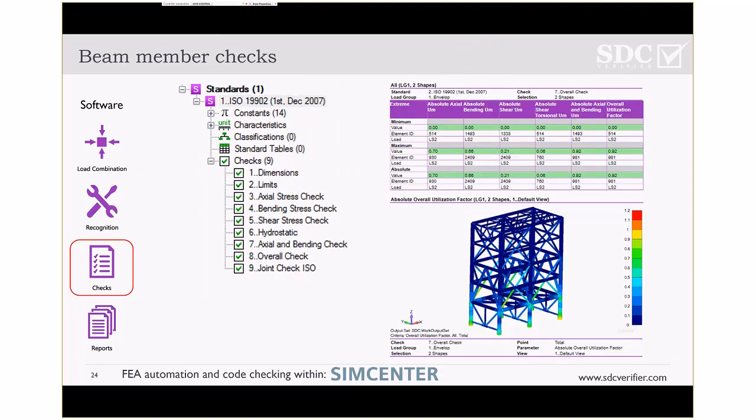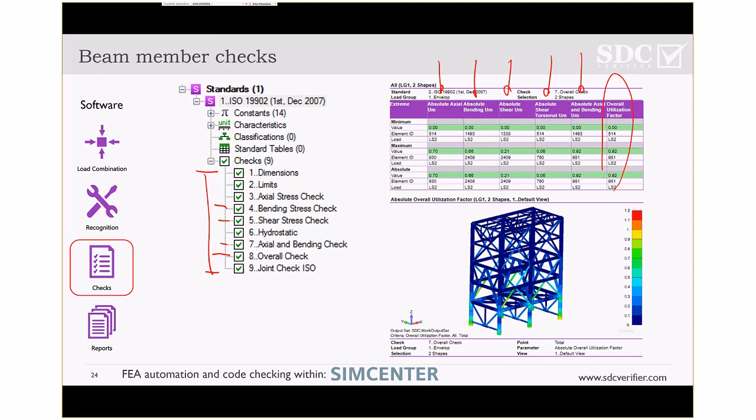Beam member checks have the same issue, of course. I already explained the plate buckling lengths. If you follow the checks, you can see, again, everything is open. You can see that we follow the standard and the standard chapters. So if you have a bending stress check, we do that, a shear stress check, an axial and bending check, and we have one overall check as well. You can check them, and you can see here the maximum utilization factors and one overall.